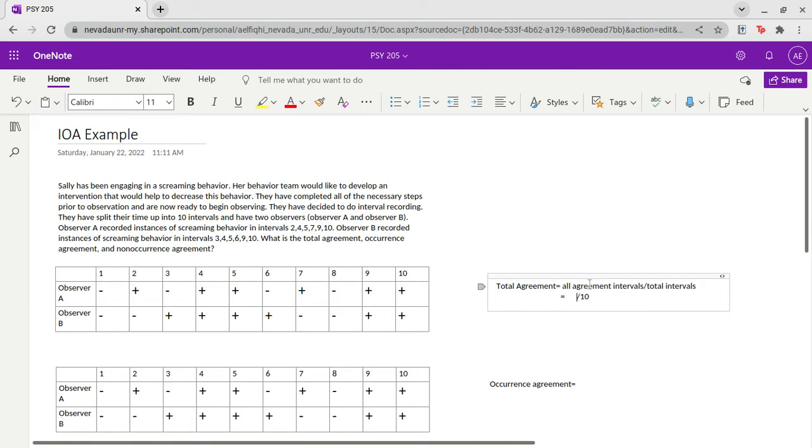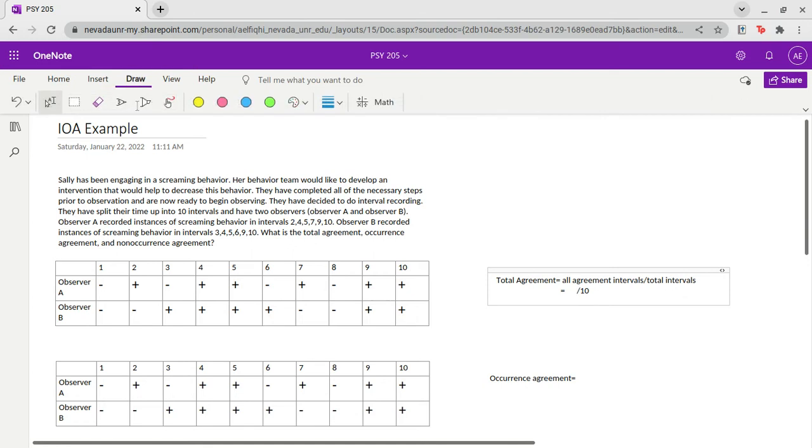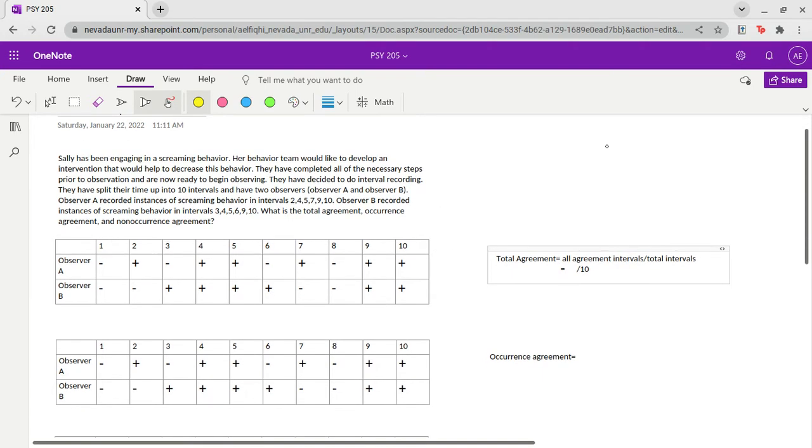So now we're going to go through and find all agreement intervals. So I'm going to use a highlighter so it's easier to see. I'll use yellow for this. So we're going to go through each one and find any intervals in which the 2 observers agreed. That can be either occurrence or non-occurrence as long as they both agreed.